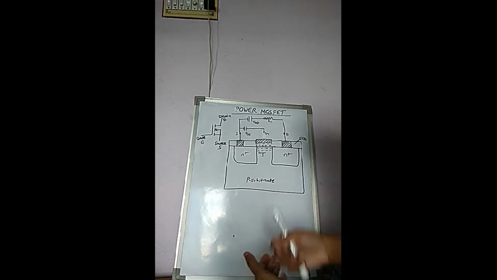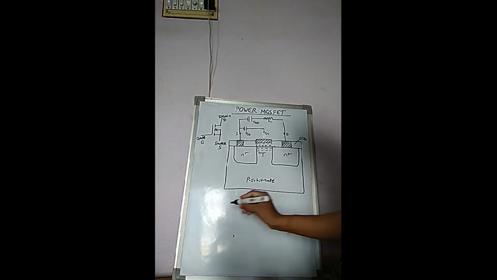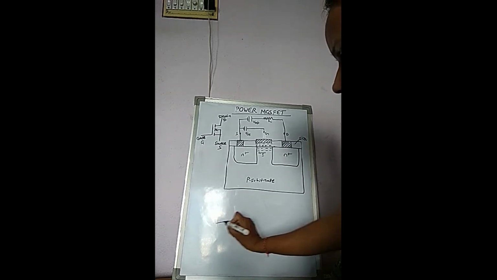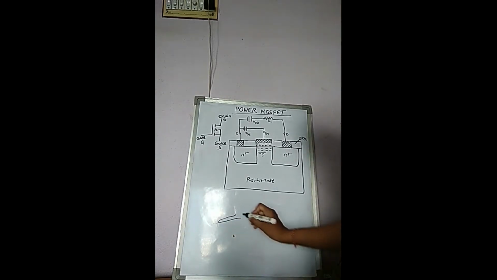Another main difference is that BJT suffers from second breakdown voltage. I already showed you in the BJT output characteristics. This is the breakdown region.